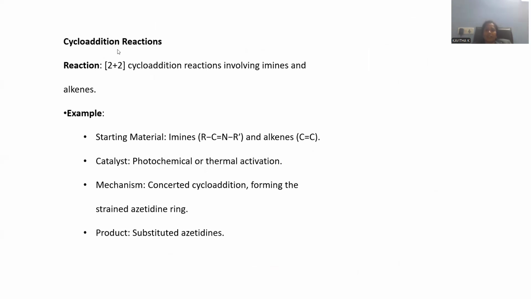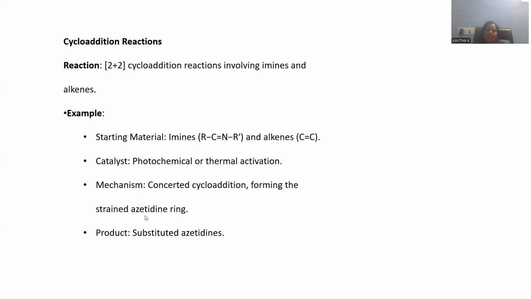Let me go for another. Just now we discussed the 2+2 cycloaddition reaction, that is, cycloaddition reactions involving imines. So the important skeleton will be an imine, and the other will be an olefinic double bond, that is, an alkene. Starting materials required are imine and alkene, so both reactants are required. The reaction is initiated by photochemical conditions, and even heating, thermal activation, is also possible. The mechanism is a concerted cycloaddition reaction.